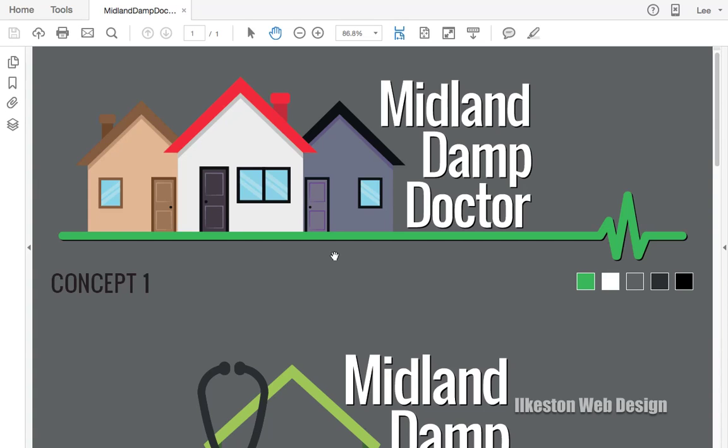But the first one that we've come up with is this one. So it's the three houses. We've tried to wax a little bit on the medical theme because you're the Midland Damp Doctor. So Lee's been using Adobe Illustrator to put together these logos. So Lee, that's Oswald, isn't it? That typeface, first of all.